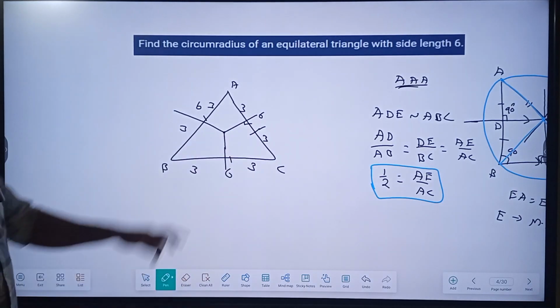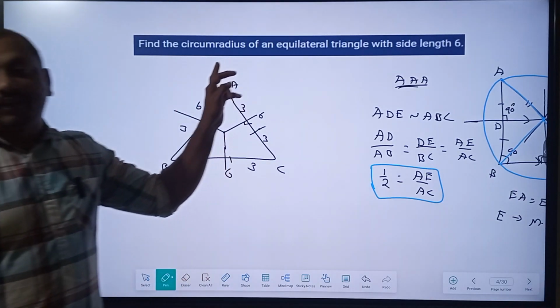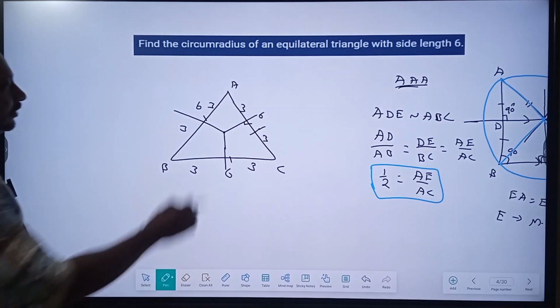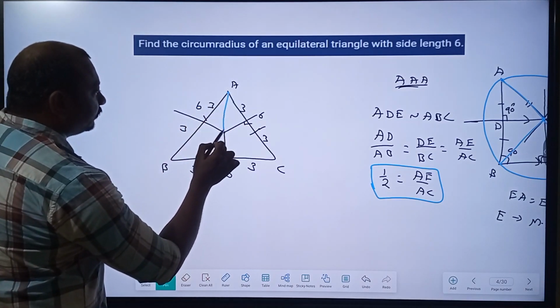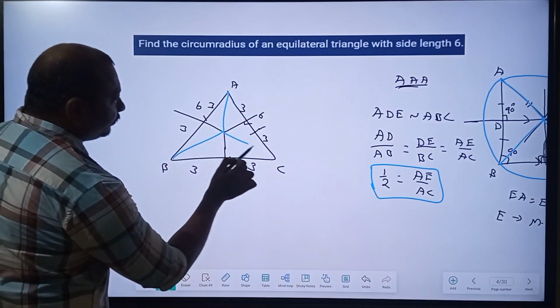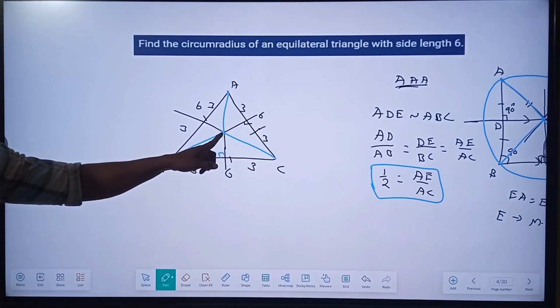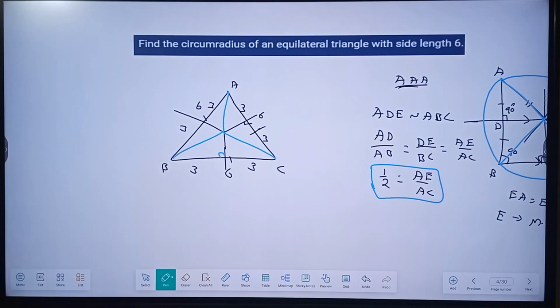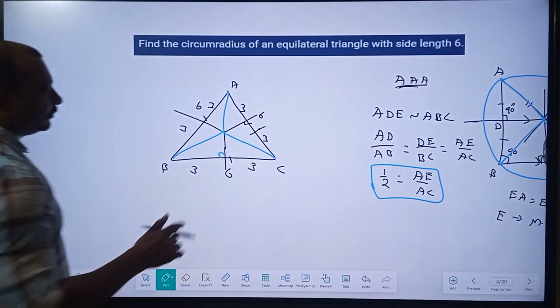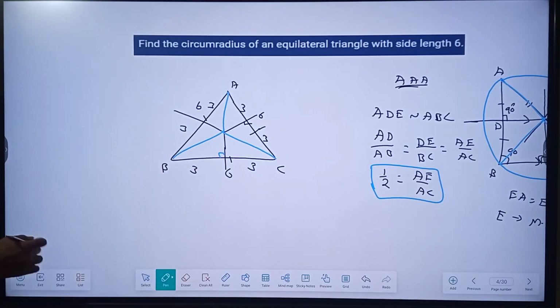What we are asked to calculate is the circumradius of an equilateral triangle. Okay, this value they are asking, the circumradius of this triangle. Right, how can you calculate?